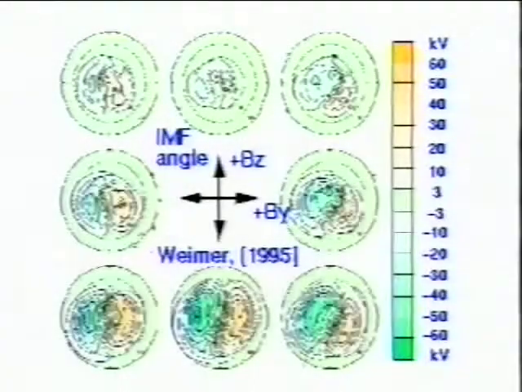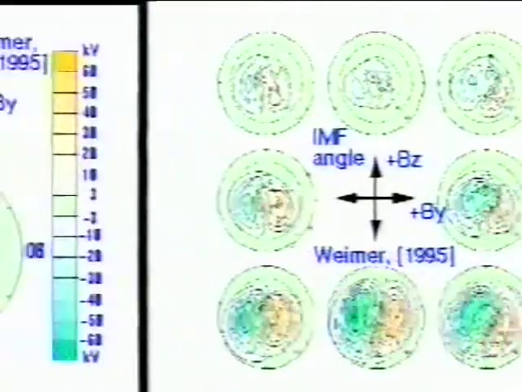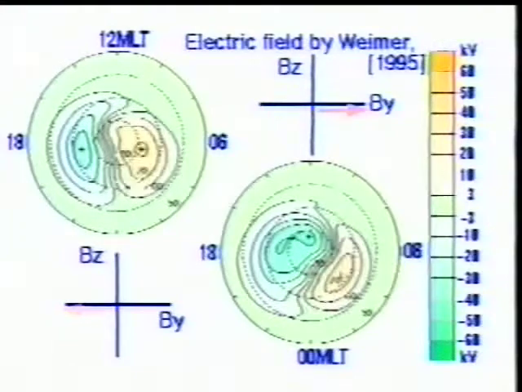Ion drift follows the equipotential contours of the electric field of magnetospheric origin. This electric field is highly variable and depends on the instantaneous orientation of the Y and Z components of the IMF combined with the Earth's magnetosphere.